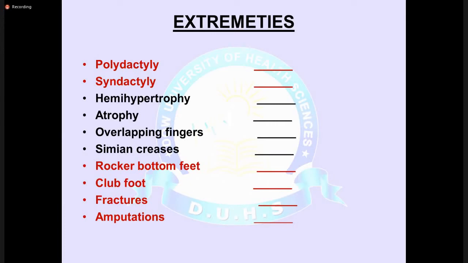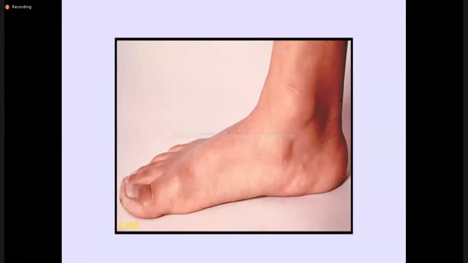Look for rocker bottom feet. It also occurs in certain trisomies and other syndromes. Look for club foot, any fracture, congenital or any amputation. So extremities examination is also important for any abnormalities. This is a flat foot, no arch inside the foot.